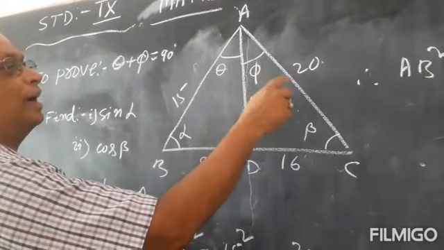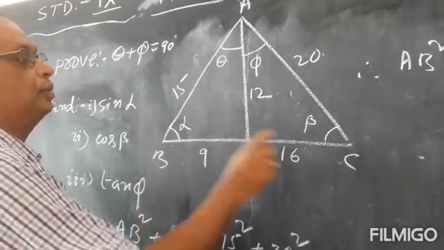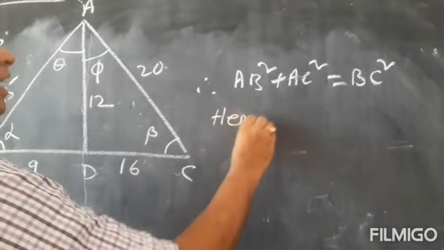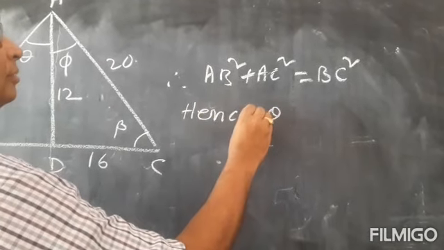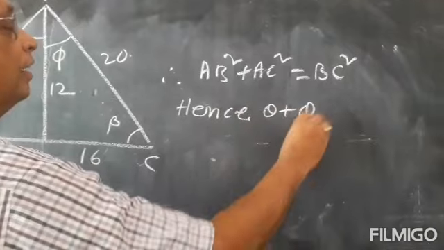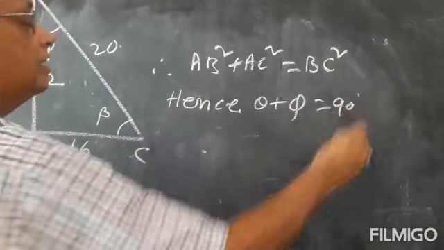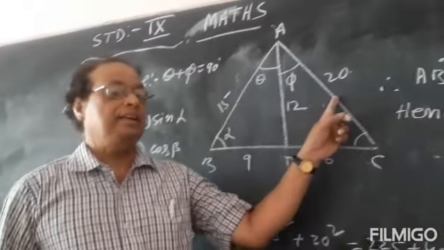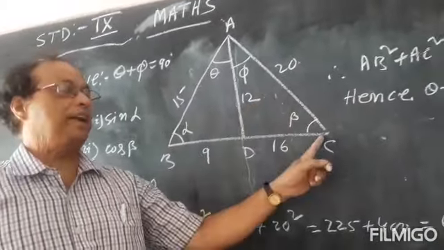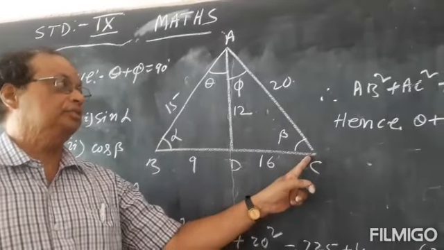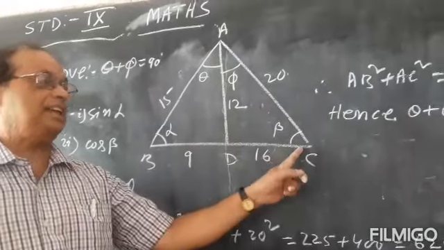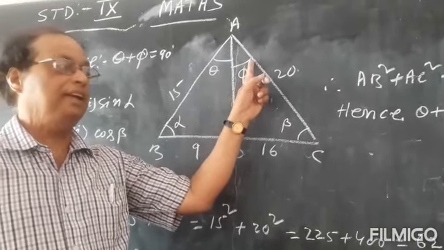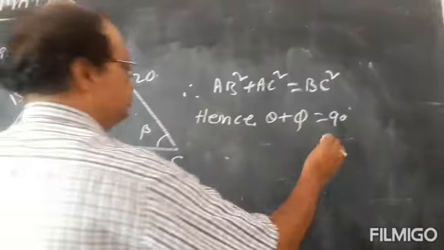So the sum of the squares of these two sides is equal to the square of this side. Therefore, hence theta plus phi is equal to 90 degree. This is converse Pythagoras theorem. Sum of the squares of two sides is equal to square of the third side. So the opposite angle of this largest side must be a right angle. So theta plus phi is equal to 90 degree. Proved.